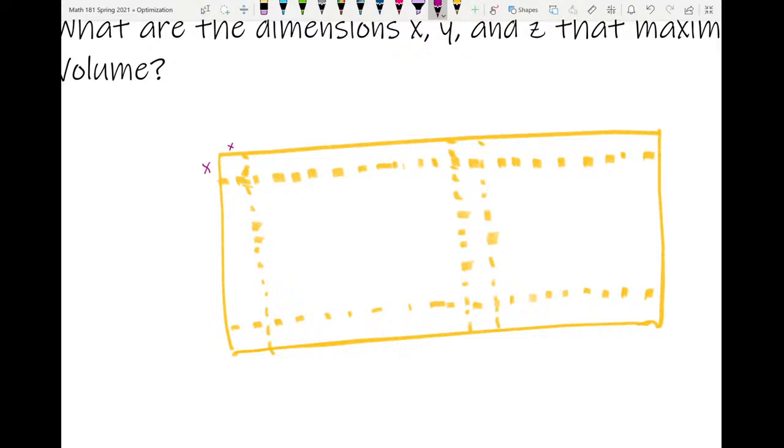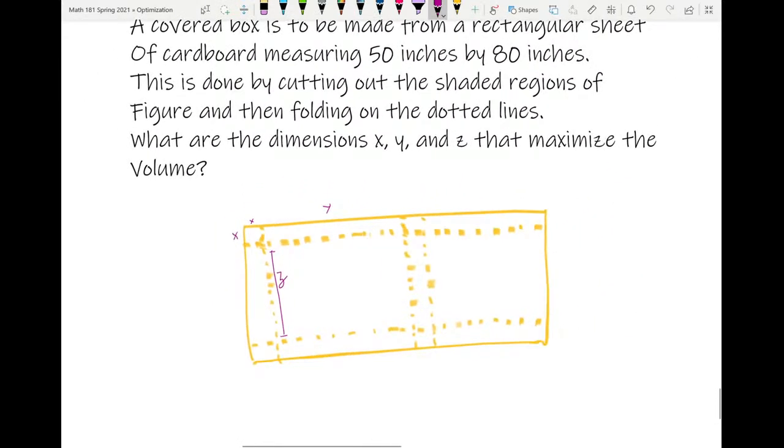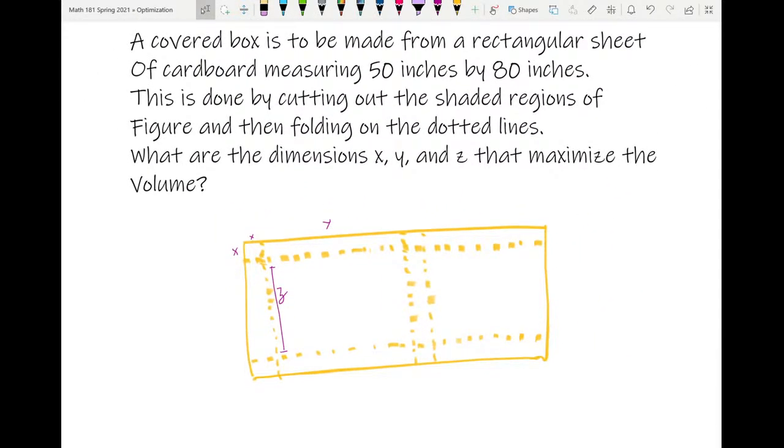So these are the X they're talking about. When you cut out the corner, it kind of lifts up. That's your Y. And your Z would be this right over here. Okay. Now I want you to try that problem.